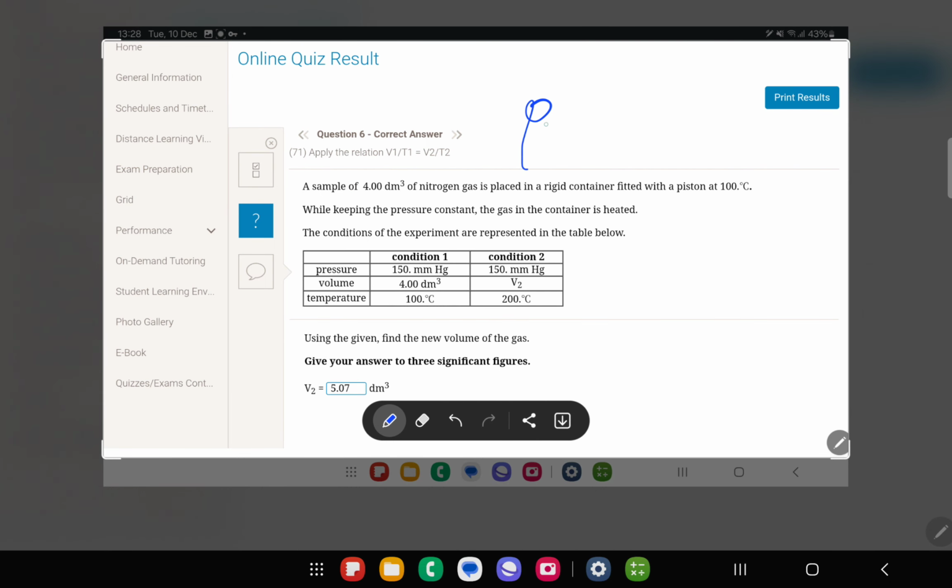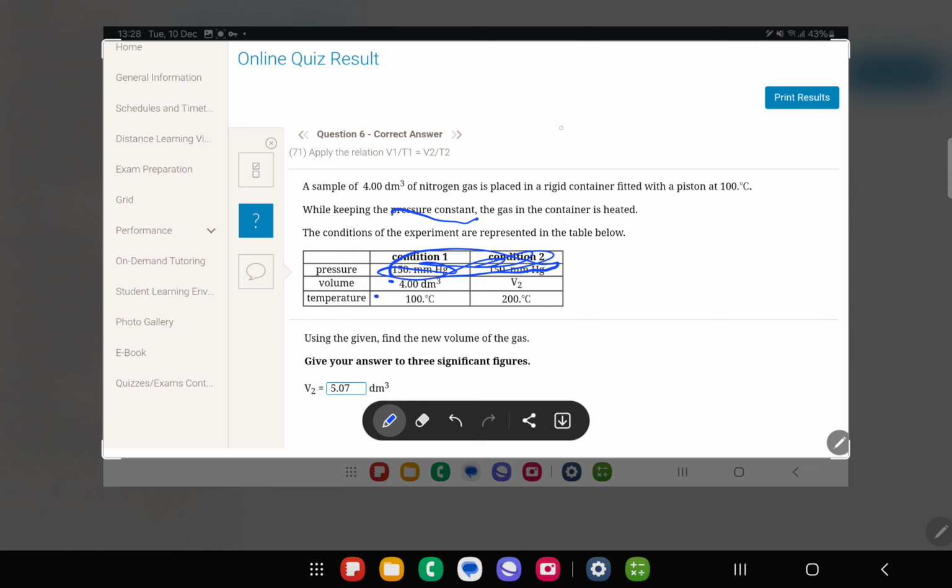Again, we use P1. Well, before we do anything, let's of course read the question. Never skip the question, guys. Always read it. A sample of 4 decimeter cubed of nitrogen gas is placed in a lead container, piston at 100 Celsius. Conditions are below. Pressure is constant. Okay, so now pressure is constant, so we don't look at it. Now we're left with volume and temperature.